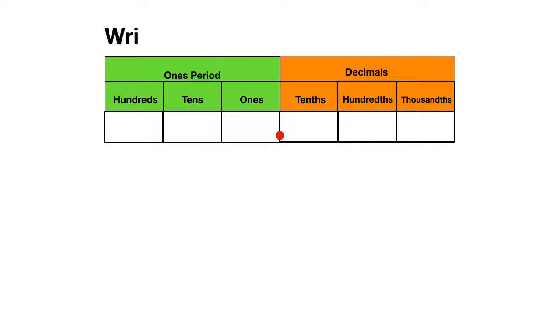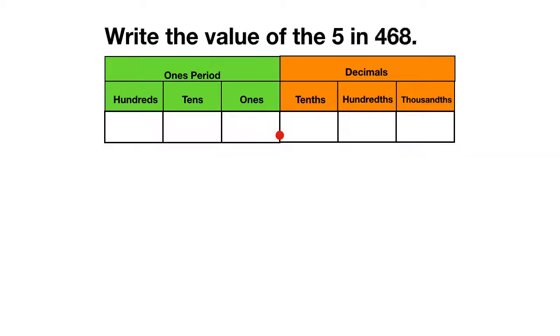Today we are learning how to find the value of a digit in a decimal place. Let's say you're asked to write the value of the 5 in the number 468.15. Well, we should start by taking this number and putting it on a place value chart.